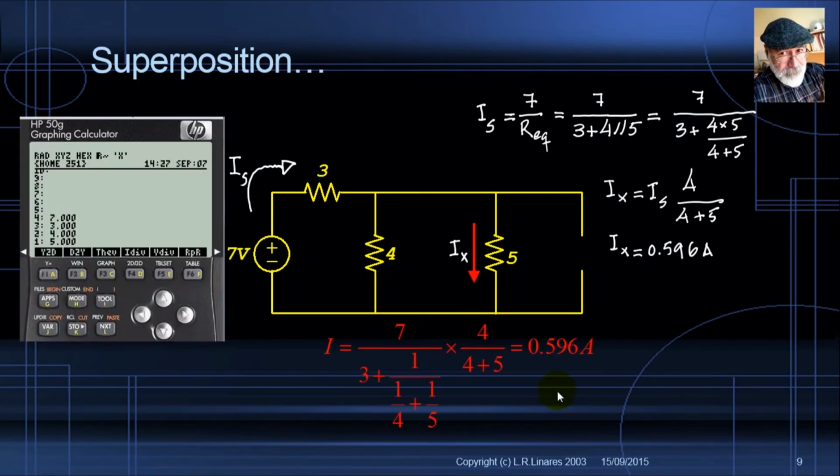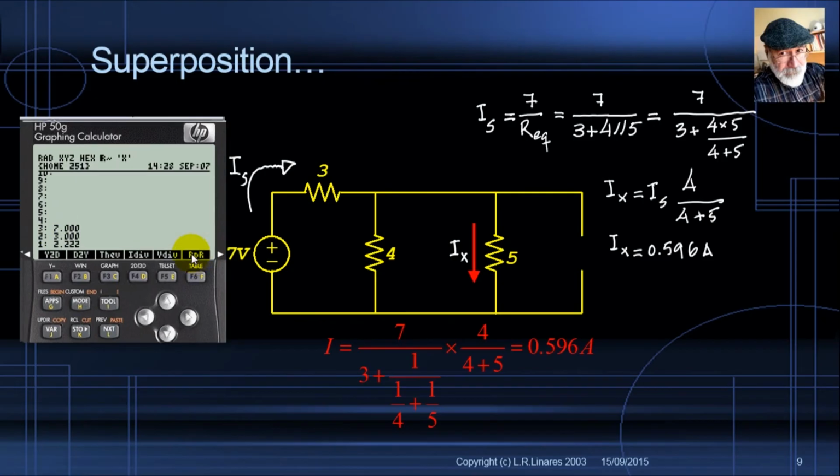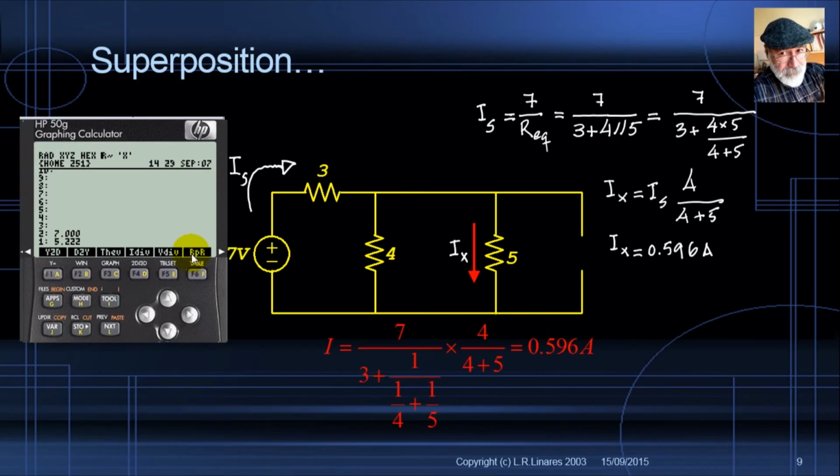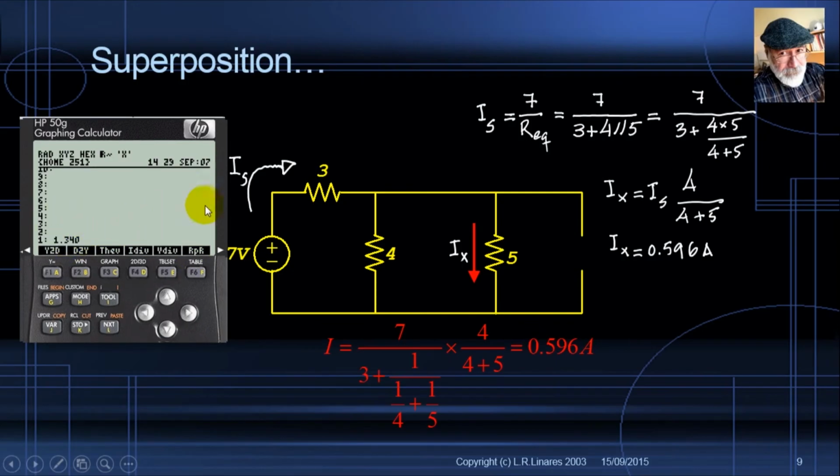If we were to use a calculator, of course, there we have 7 volts and the resistances are 3, 4, and 5. The first thing is we click here to put the parallel of 4 and 5, that is 2.22, add 3 to get the series, and that is the total resistance seen by the source, 5.22 ohms. Divide 7 by 5.22, and that 1.34 amps is the current IS. And now the current divider.